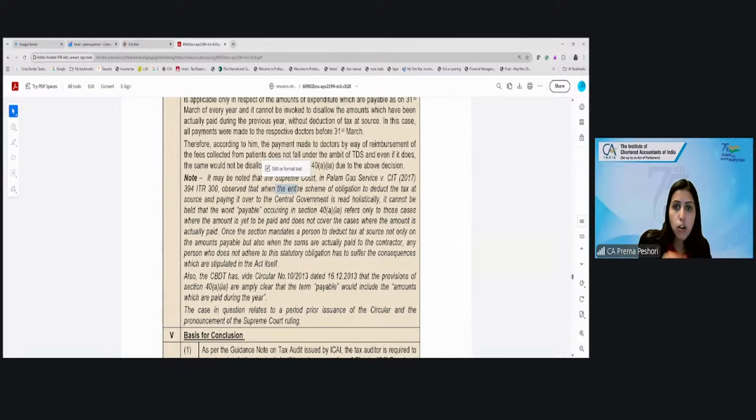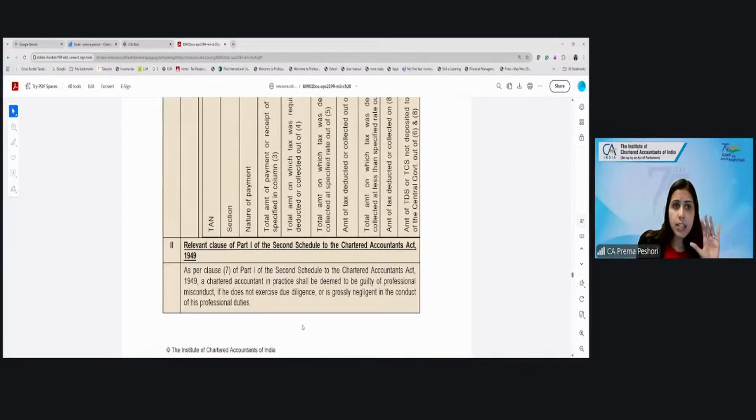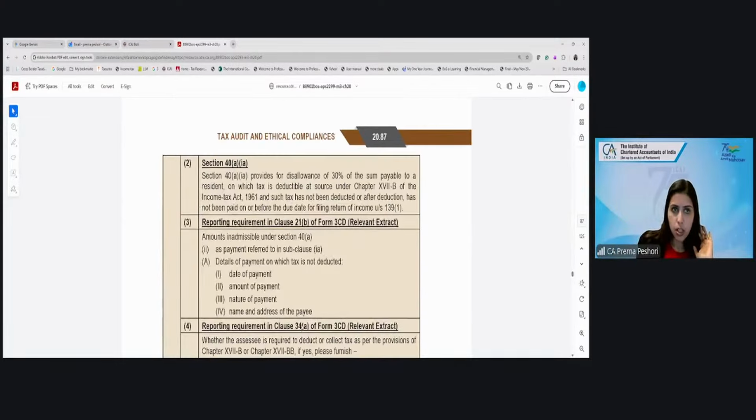And also the CBDT circular of 2013, which says that the payable would include the amounts paid during the year. Now the question in this case relates to the period prior to the issuance of the circular and the pronouncement of the Supreme Court ruling. So basically, this is the fact which is given to you.